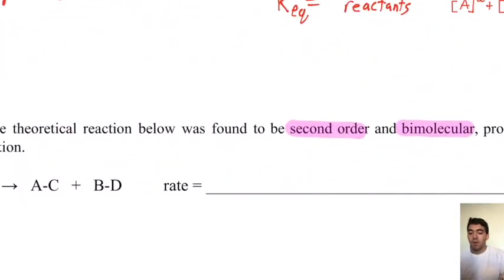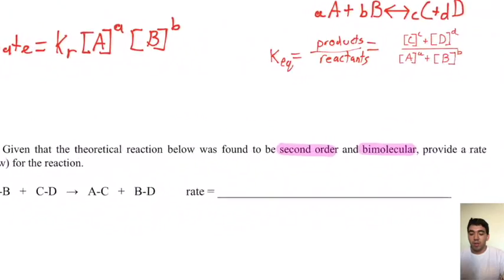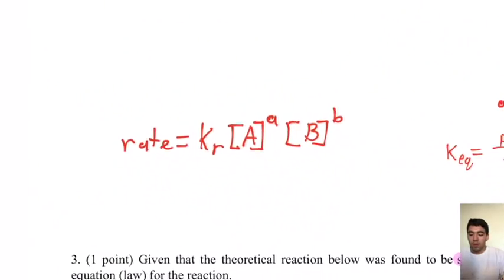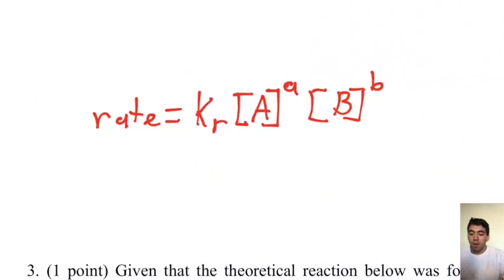Bimolecular means there's going to be two concentrations. So based off of this equation here, which gives us rate laws, that means there's going to be A and B concentrations instead of just one. Because really this rate, this is a basic equation, can go on to be different depending on how many molecules you have. This is a bimolecular equation.